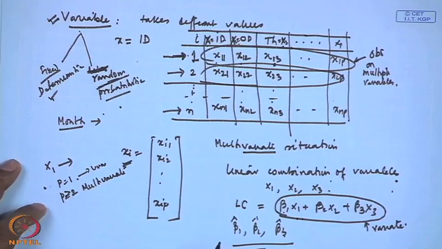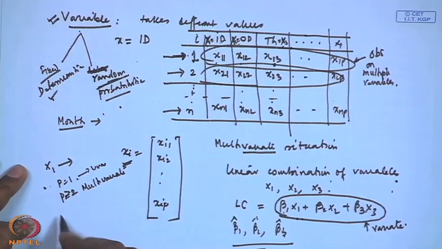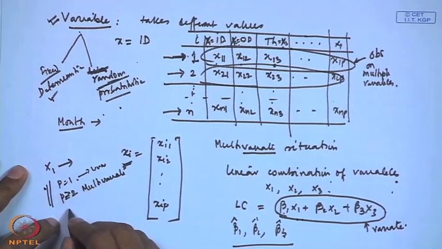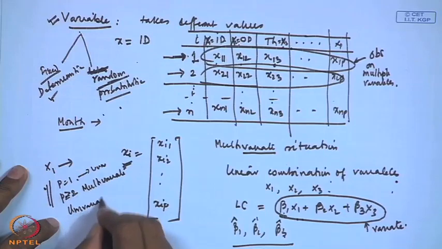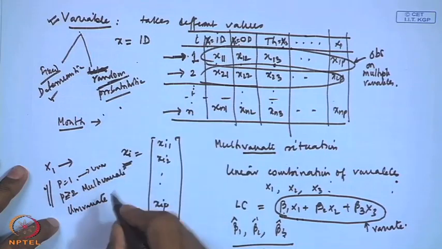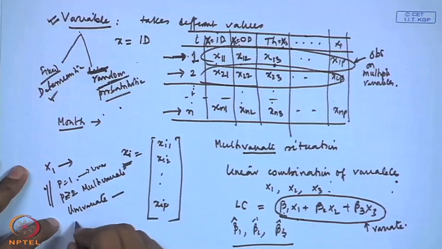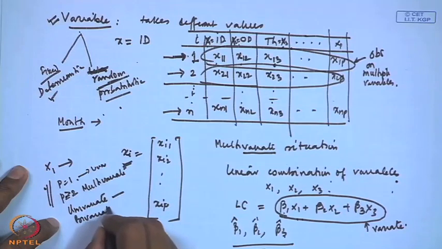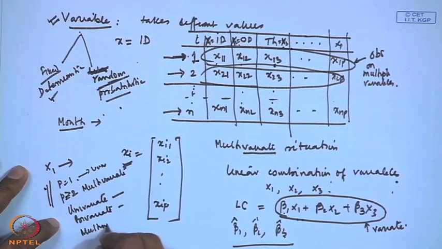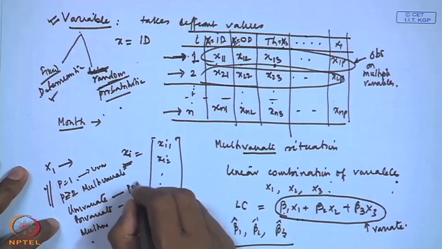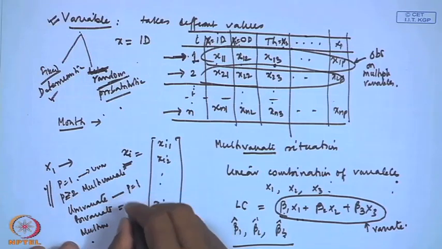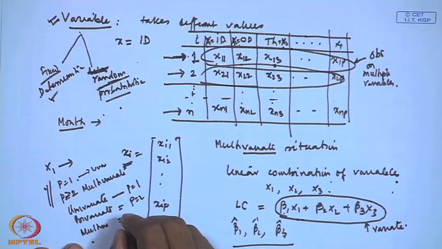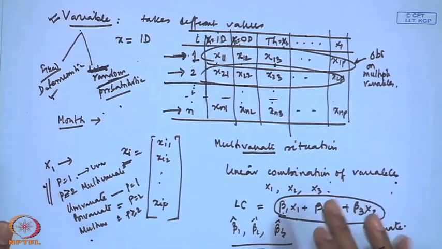That is what multivariate is. Usually, in statistics books, you will find univariate statistics. For example, in terms of normal distribution: univariate normal distribution, bivariate normal distribution, multivariate normal distribution. Although bivariate is a part of multivariate, we basically talk about univariate when p equals 1, bivariate when p equals 2, and multivariate when p is greater than or equal to 2. So, this is what multivariate is.